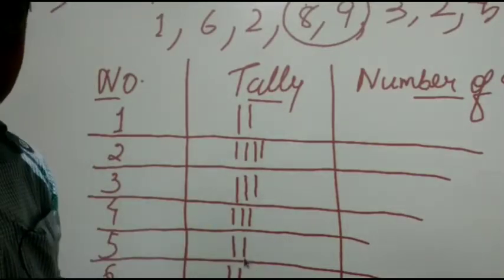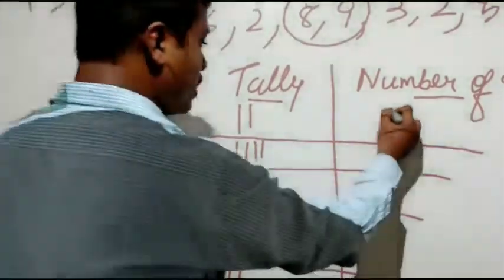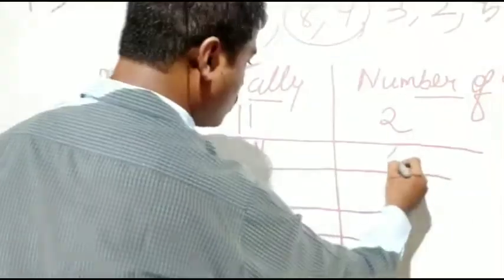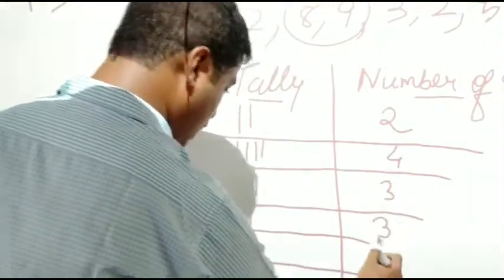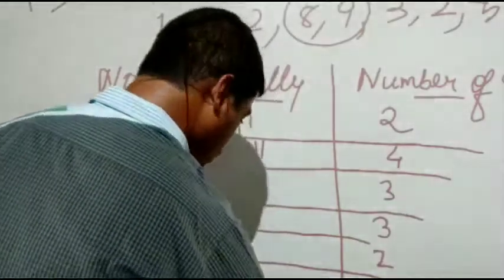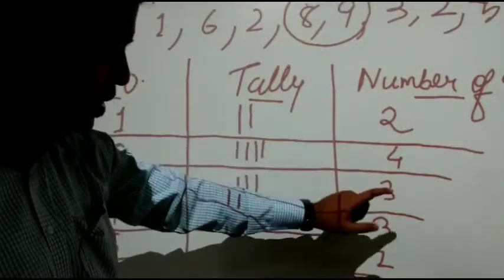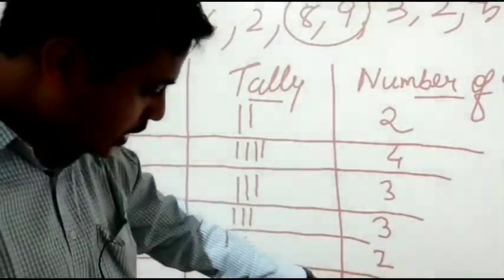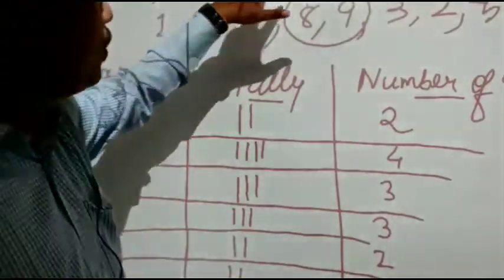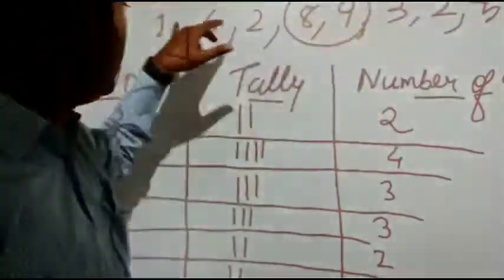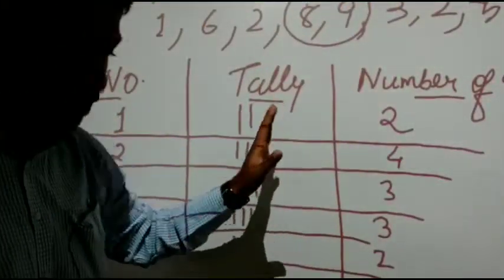Let us see whether you have taken all the values or not. First of all, take the number of occurrence. Here it is 2, here it is 4, here it is 3, here it is also 3, here it is 2, here it is 2, and here it is 1. 2 plus 4 is 6, plus 3 is 9, 12, 14, 16, 17. See, 17 numbers are there or not? 1, 2, 3, up to 17. Yes, 17 numbers are there.